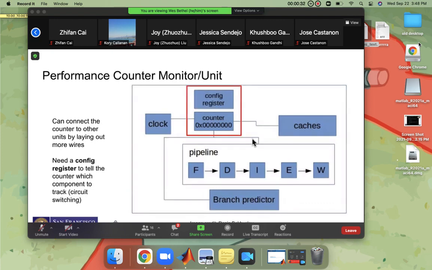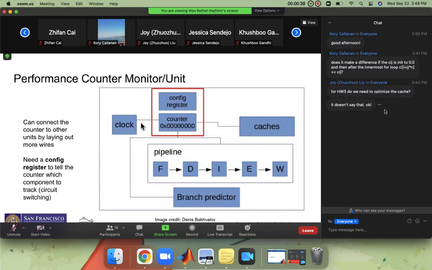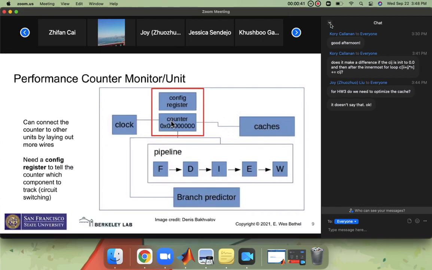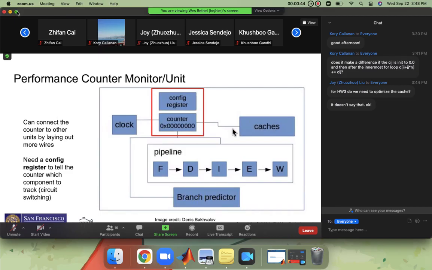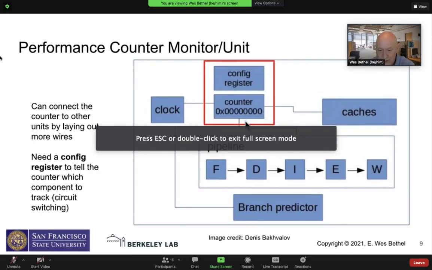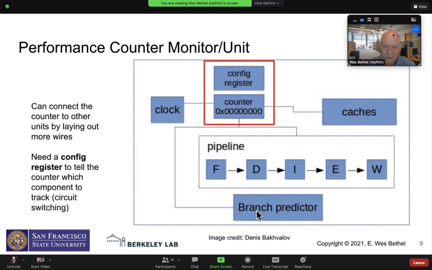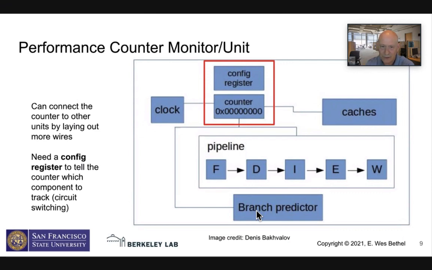So what if you want to have that one register, that one counter, connected to a bunch of other things? Well, you could run some wires to other things. In the previous slide, we had the counter connected to a clock, but we could have it connected to the caches, the instruction pipeline, or the instruction branch predictor. But then we have wires running all over the silicon, and that could be an engineering issue.